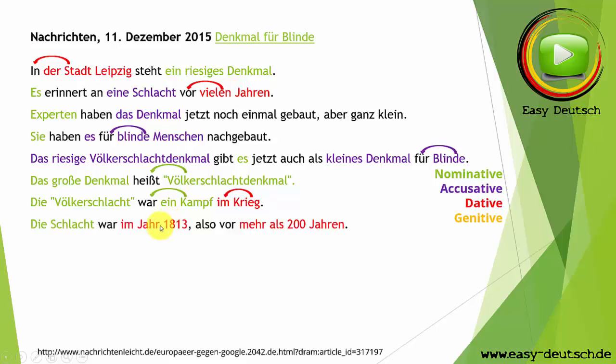Die Schlacht war im Jahr 1813, also vor mehr als 200 Jahren. So the battle was in the year 1813, so it means more than 200 years ago. The battle, die Schlacht, is the subject, so nominative case. Im Jahr 1813, there again we have the preposition in here as a temporal one. That's why it's dative case again, same thing like before with Krieg.